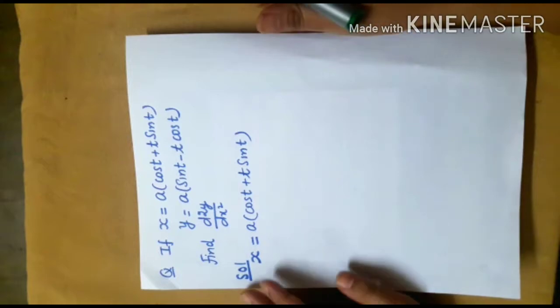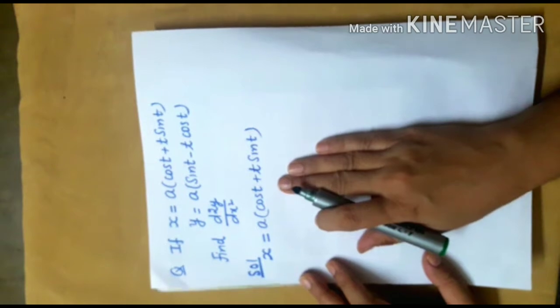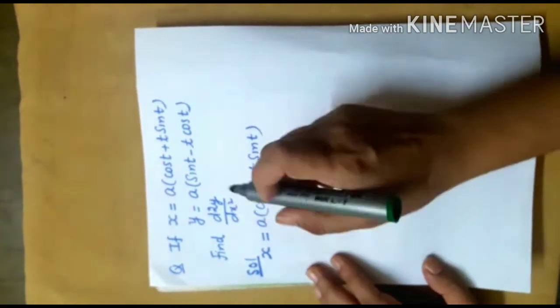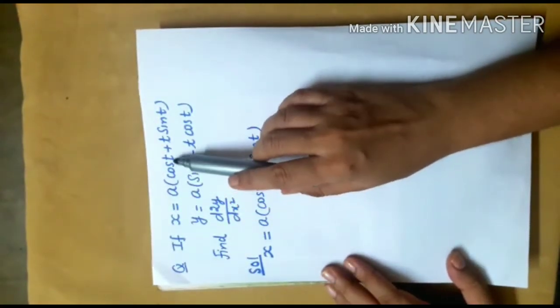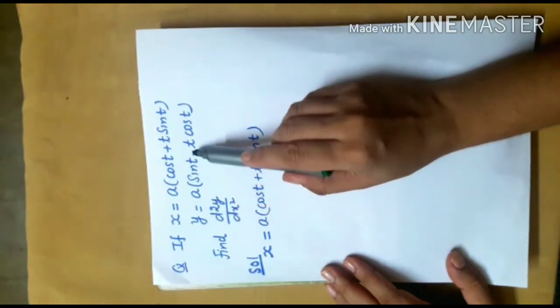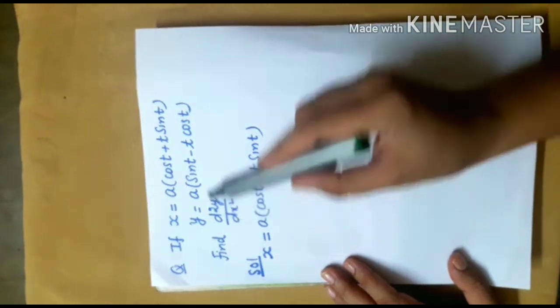In the last class, we discussed higher order derivatives and particularly the second order derivative. Today I'll take up few questions on the second order derivative. The question is, if x is equal to a cos t plus t sin t, y equals a sin t minus t cos t, find d square y by dx square.